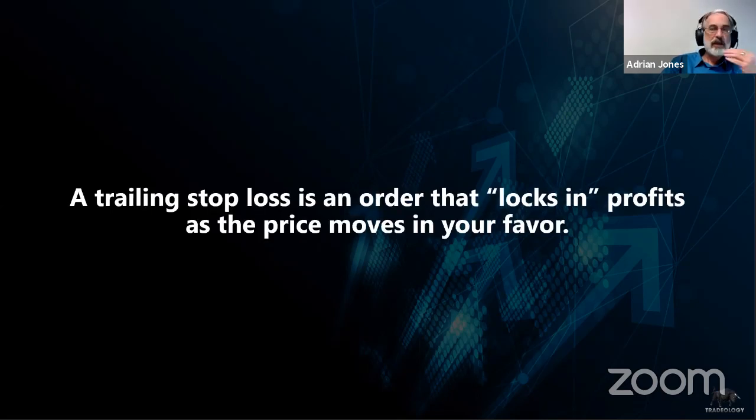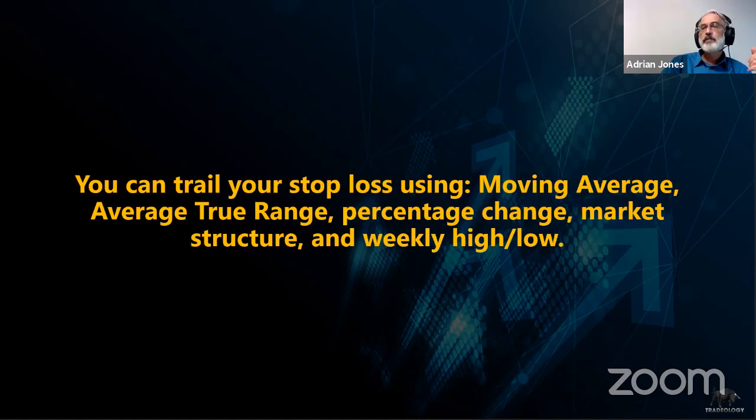So what conclusion can we gain from this? A trailing stop loss is an order that locks in your profits as price moves in your favor, right? And you could trail your stop loss using various things: moving average, the average true range indicator, various things, as I mentioned. You could use a percentage change, market structure, which are various support levels, highs and lows. You can use the close of the candles, etc.